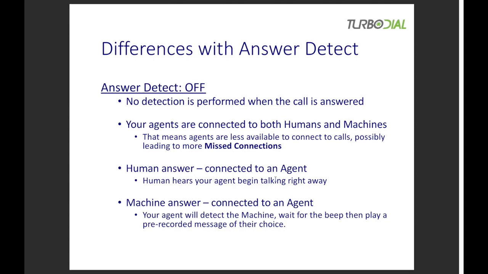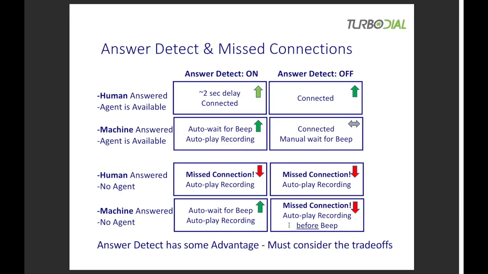If a human answers, then it's connected to an agent. That human hears your agent begin talking right away. And if a machine answers, well, that's also connected to an agent. Your agent then has the job of detecting that this is a machine, and then your agent can wait for the beep and then cause TurboDial to play a pre-recorded message onto that answer machine. We're still going into the details of these key elements and key concepts of dynamic dial.